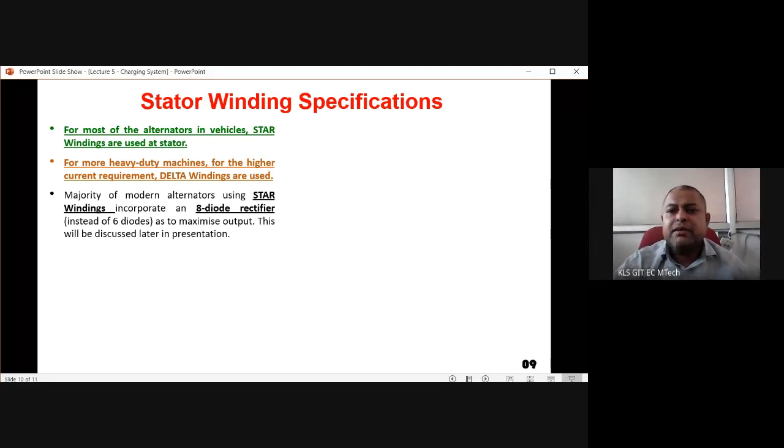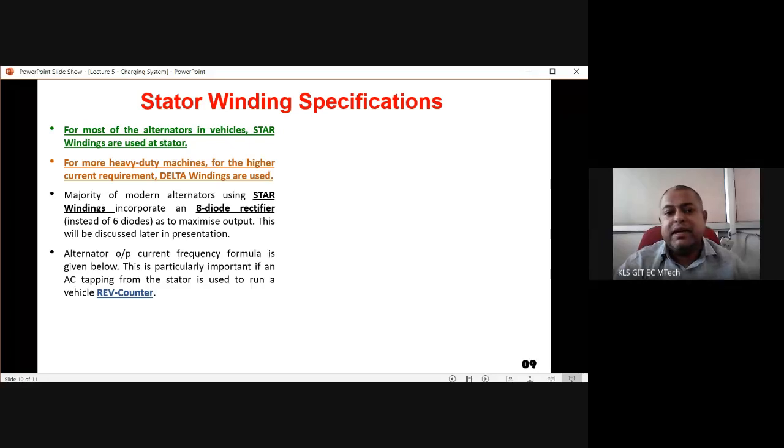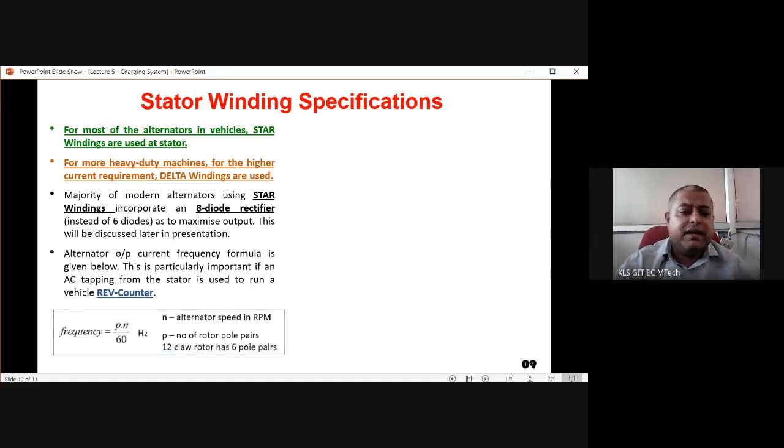But this is a kind of an introduction for that rectifier part. So instead of 6 diodes for 3 phase, we can use an 8 diode rectifier to maximize the output. The alternator output current frequency formula is given by P into N by 60, where N is the alternator speed in RPM, that is revolutions per minute, and P is the number of rotor poles.